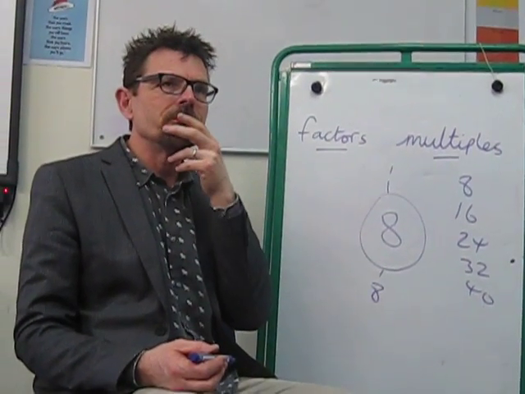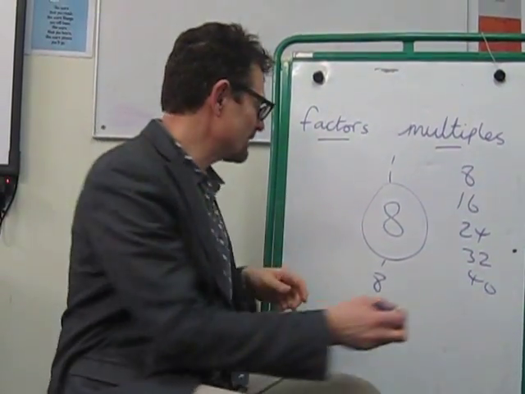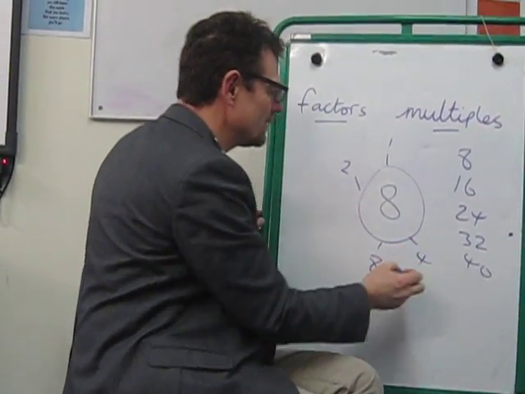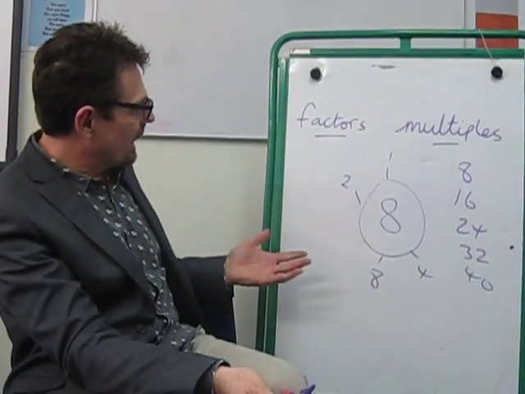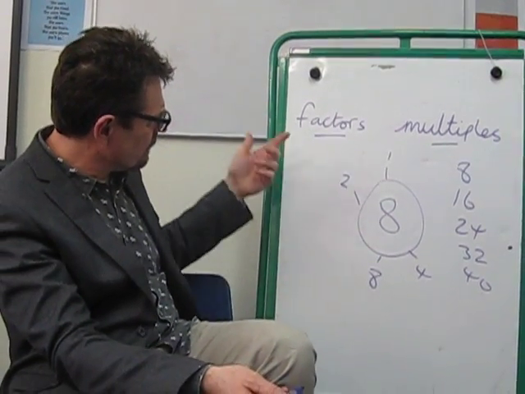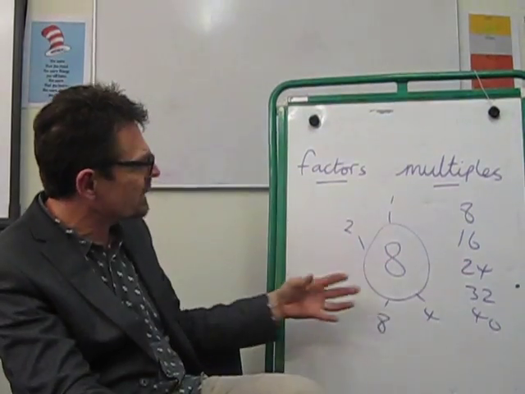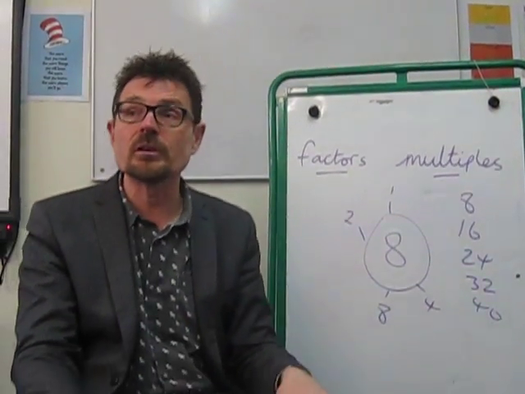Yes! 2 and 4. Brilliant. 2 and 4, because 2 multiplied by 4 equals 8. And we can just check, could 3 be a factor? No. Then we got 4 in. So we found all the factors of 8 there.